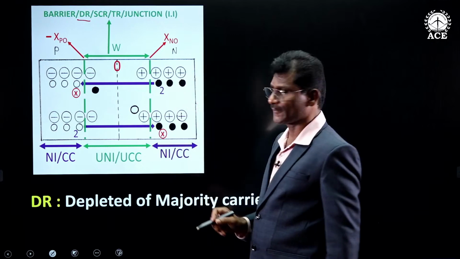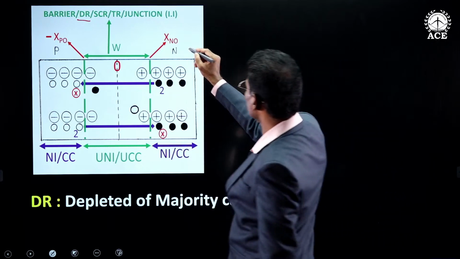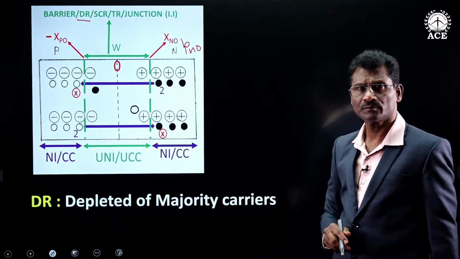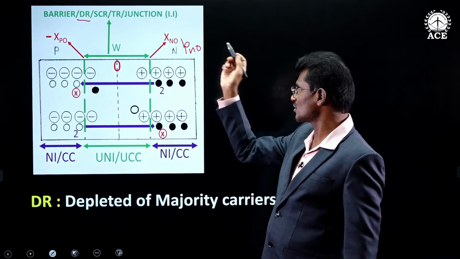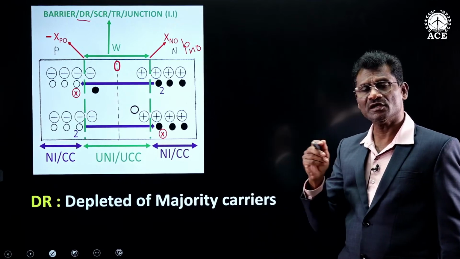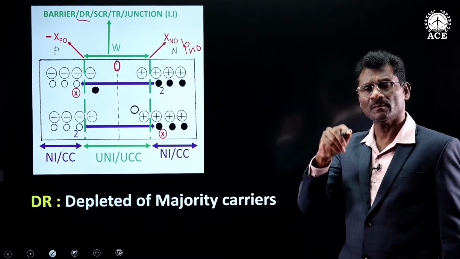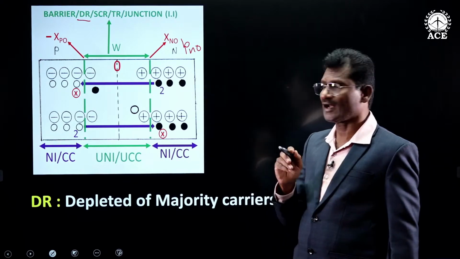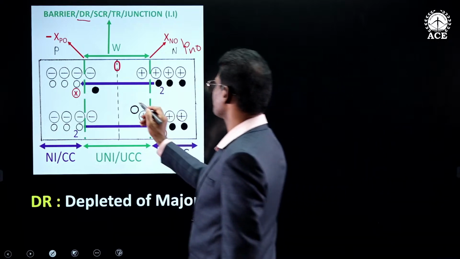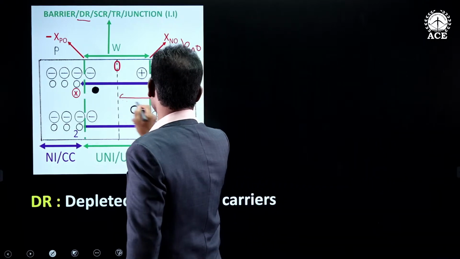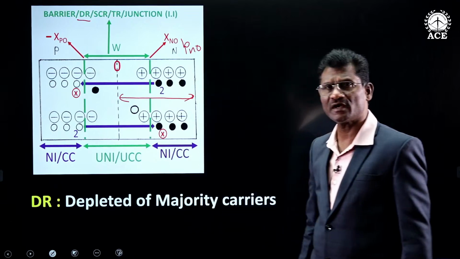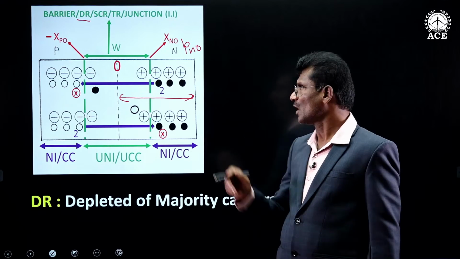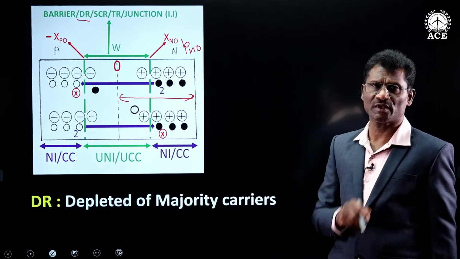This hole in N side, if you can recall, it is called as pn0, hole concentration in N side. What is the name? Initial thermally generated minority carrier concentration. So in N side, electron hole pair generation will occur. So in the complete of N side, we have both electrons and also holes. How are they generated? Due to temperature.